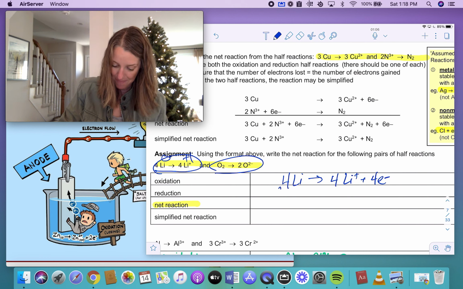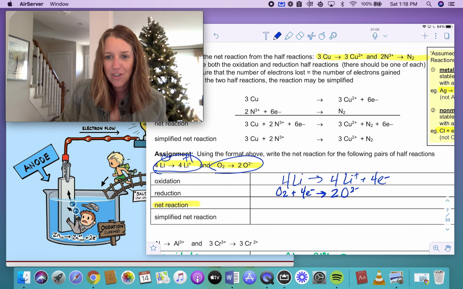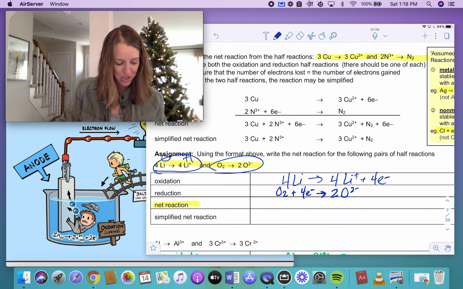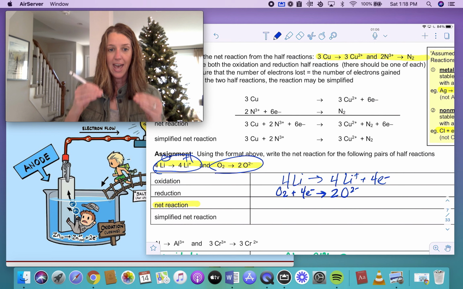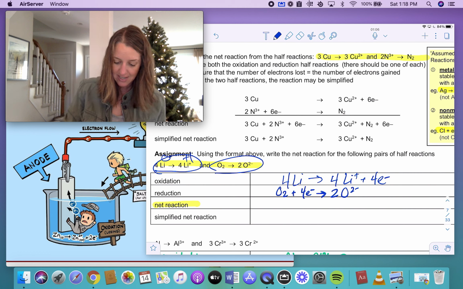You already know that. Okay, O2. How many electrons? I have 4 electrons. Okay, going to 2, that's an arrow. I'm using my Apple Pen for the first time. All right, 2 O with a 2 negative charge. My net reaction, I'm simply going to add them all up, and then I'm going to cancel out my electrons for my simplified net reaction.